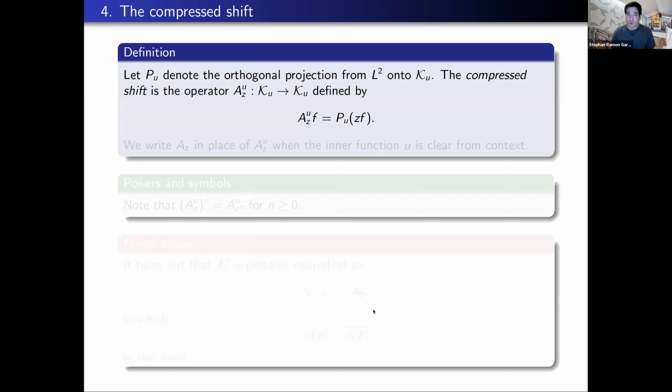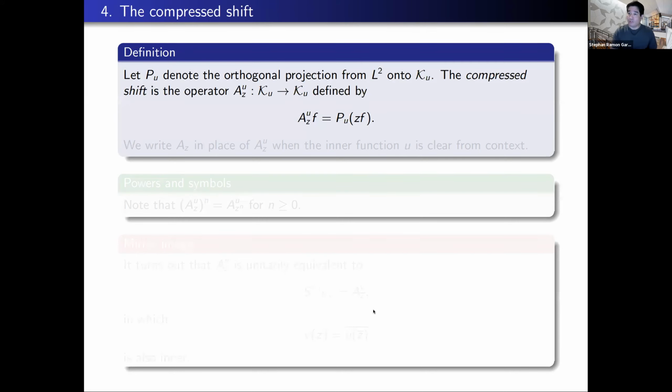So we're going to recall that P_U is the orthogonal projection, not the Riesz projection. The subscript U denotes that this is the orthogonal projection from L2 onto the model space, not H2. What we want to do is take our favorite operator, the shift operator, and squeeze it down, compress it to the model space, and look what happens there. And it's very, very interesting.